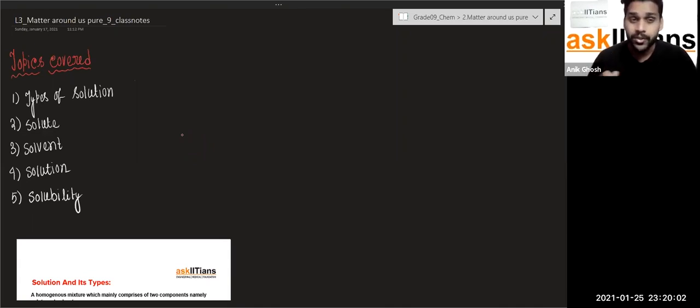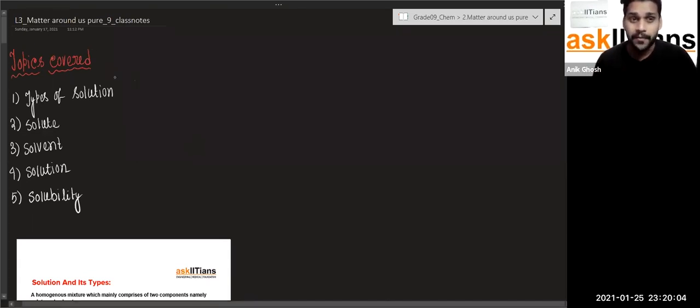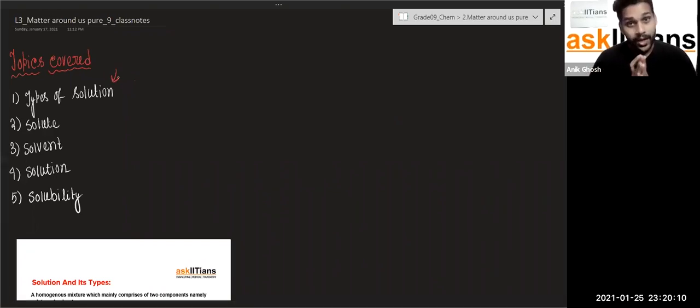And today we are going to start with the solutions. Before going to the solutions, today we are going to discuss what solutions are, what the solutes and the solvents are, how a particular thing gets solubilized in other things, and what is the limit of this solubility. Definitely, we are going to learn about the factors affecting solubility as well. So it would be a very interesting class, and we have some cool videos as well.